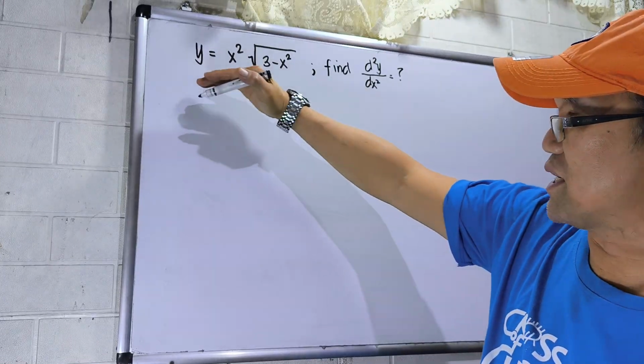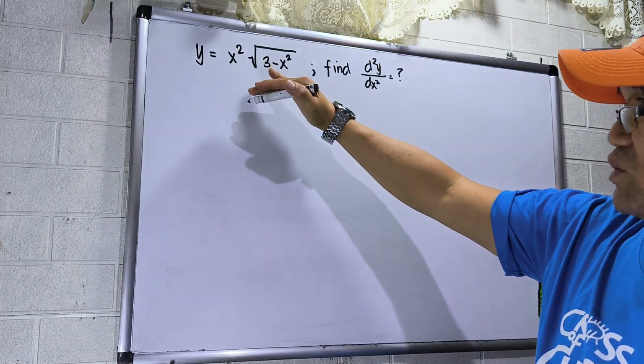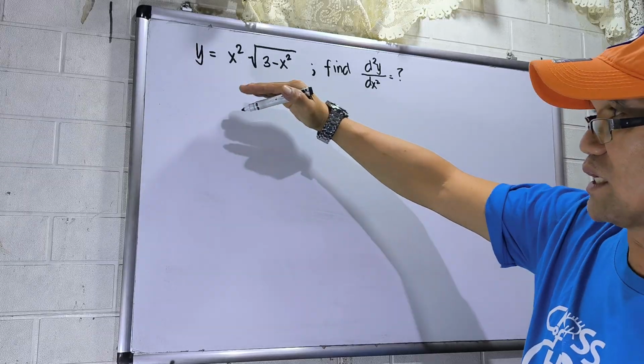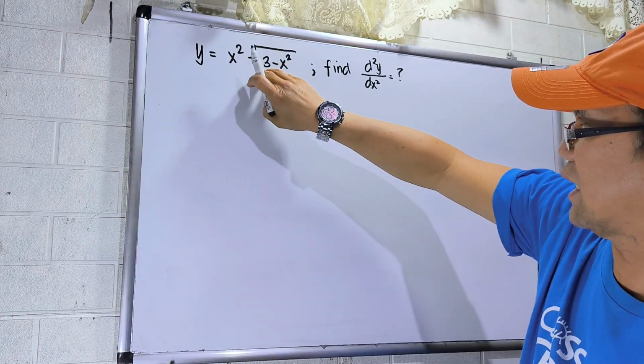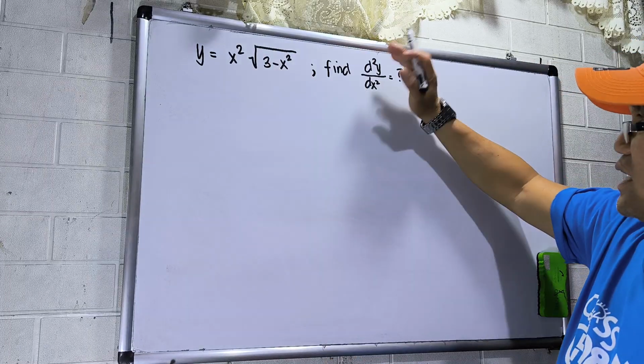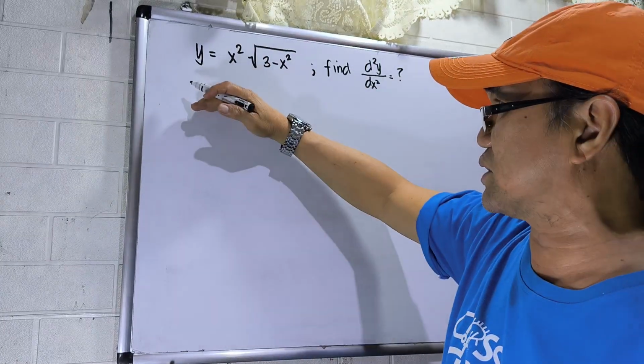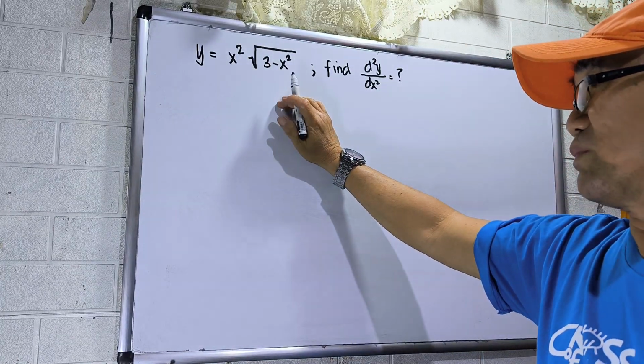So this is y is equal to x squared times square root of 3 minus x squared. Take note, this is product rule. Okay? So I have one x squared and then the other one is the square root. Find the second derivative with respect to x. So first thing to do is I have to solve the first derivative.